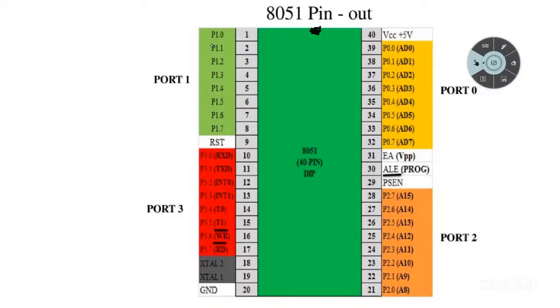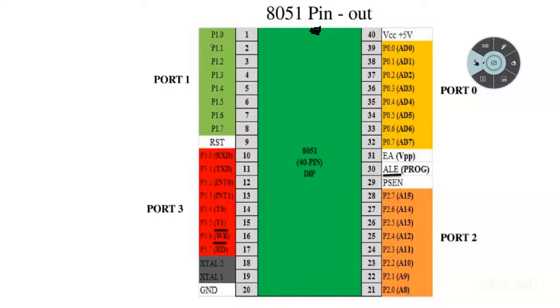What are the different types of memories? Tell me, what are the different types of memories? RAM and ROM. What is the RAM and what is the ROM? In simple words. Okay. ROM is the read-only memory. RAM is the random access memory.